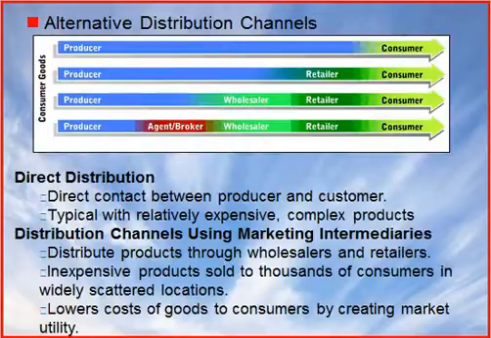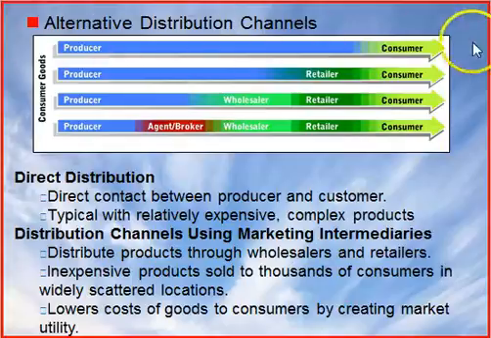The top line is an example of direct distribution. It is the shortest and the simplest. There is direct contact between the producer and the consumer. This is typical with relatively expensive, complex products that may need to be demonstrated. It's also most common in the business-to-business market. Direct distribution is not the best choice in all instances.